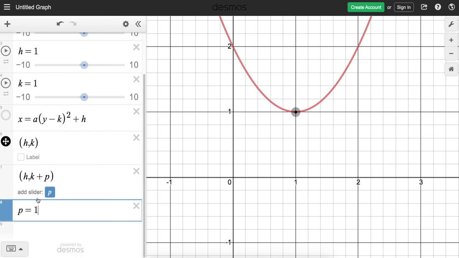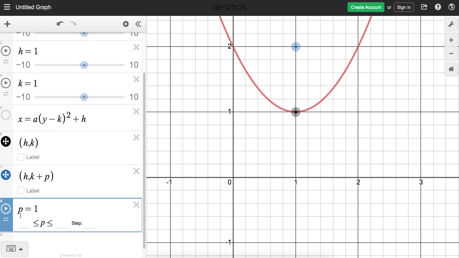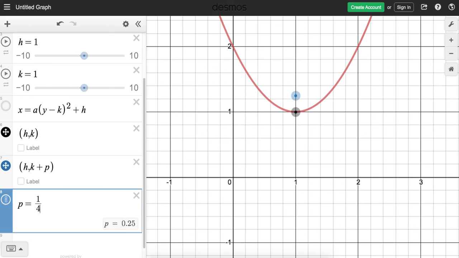Let's make this a slider. Okay, so it's not letting me do that. But in any event, we have this distance here between these two points is our value of p.